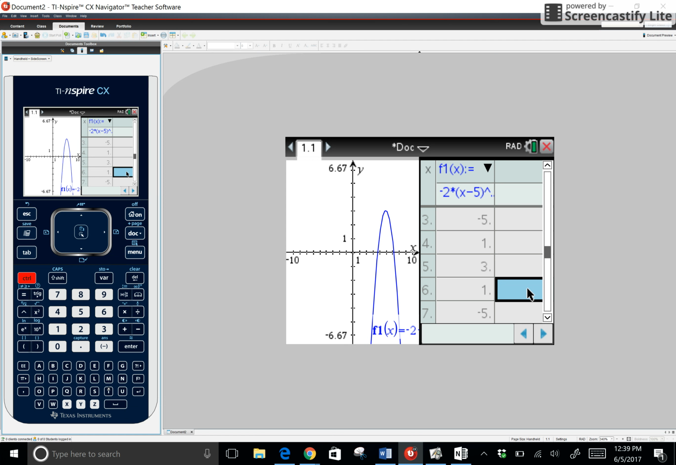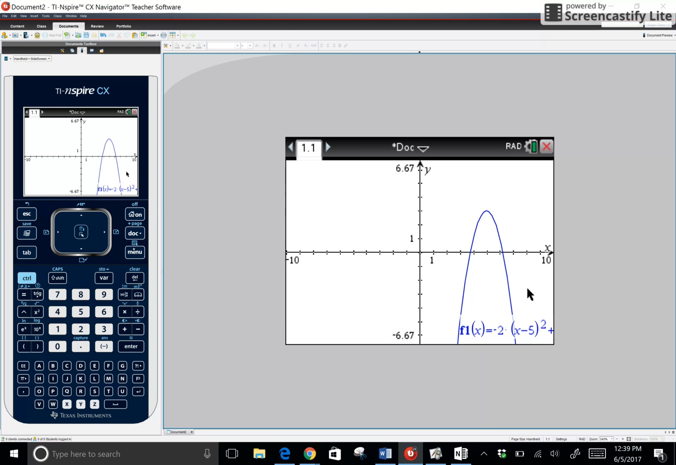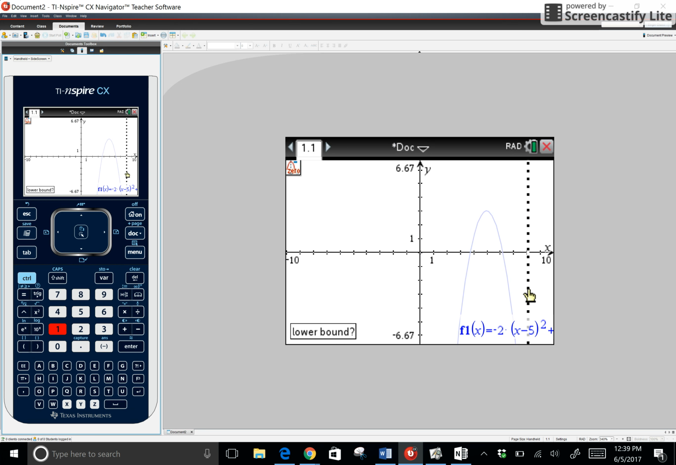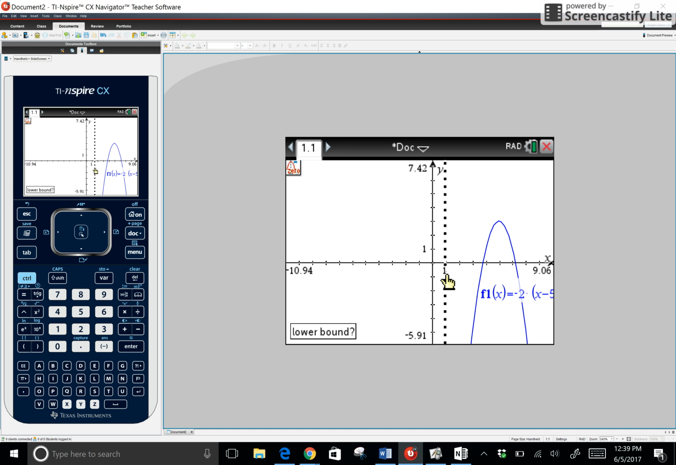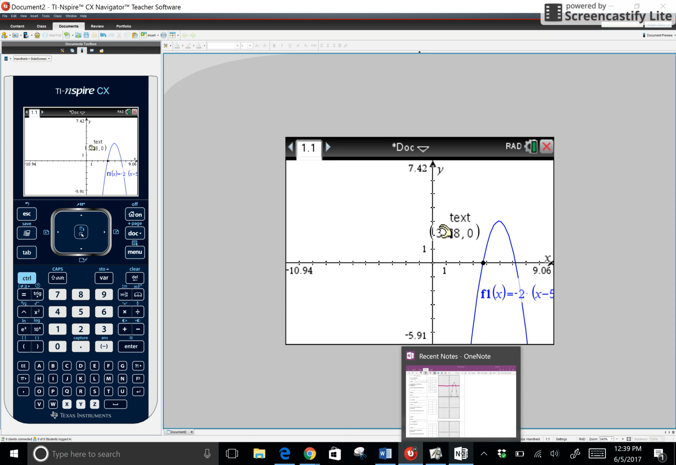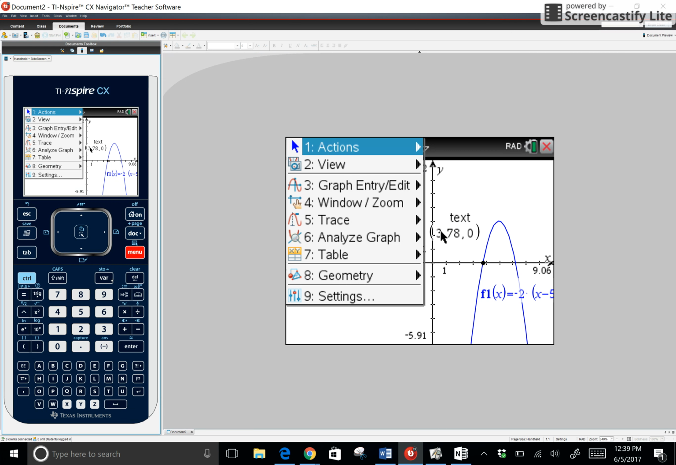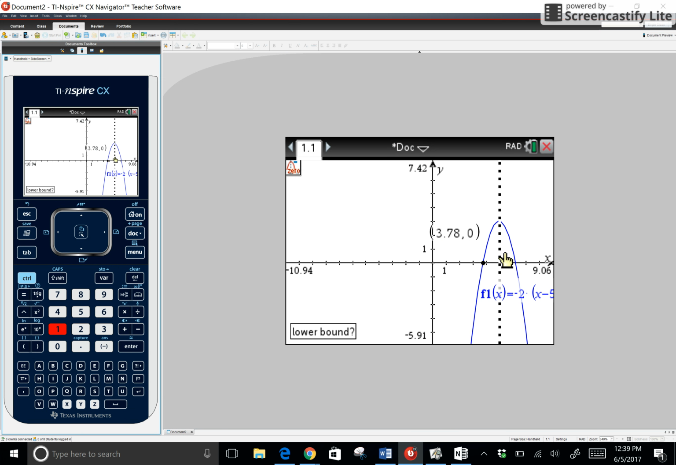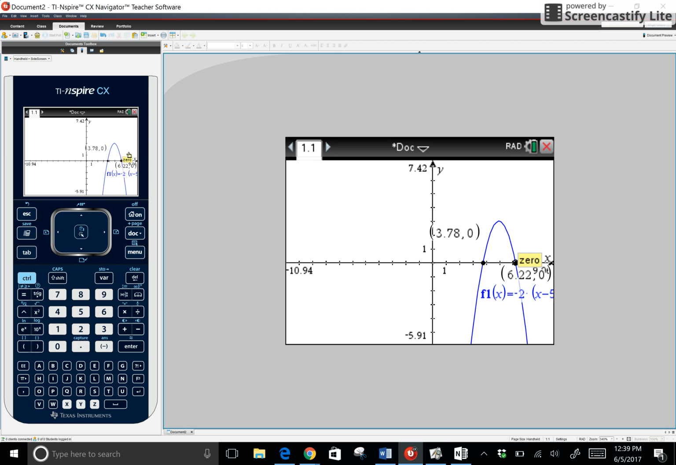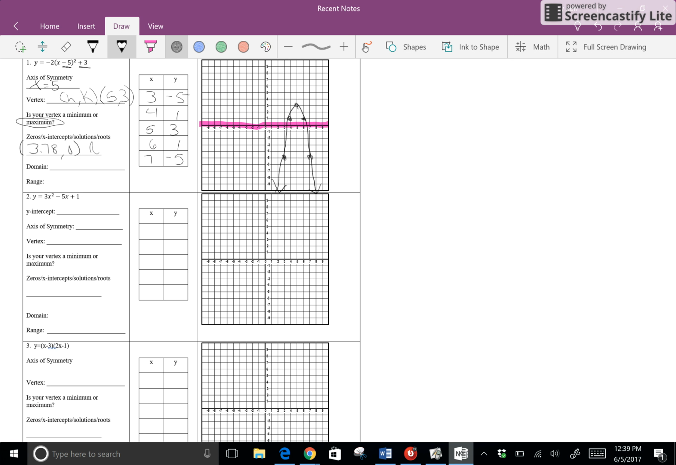To get out of your table, Control-T, and then menu 6-1. So that is your first x-intercept. So 3.78, comma 0. And then you're going to have to do menu 6-1 again to find the second one. In this case, it's 6.22, comma 0.